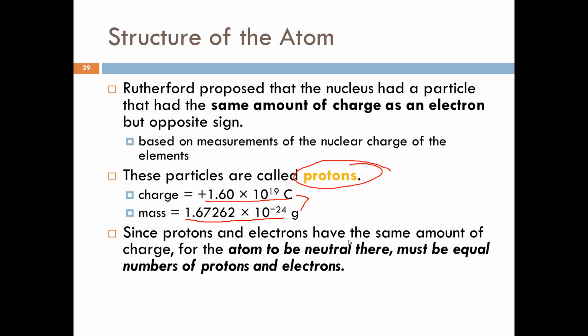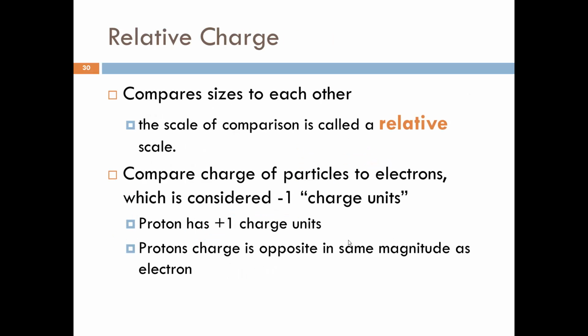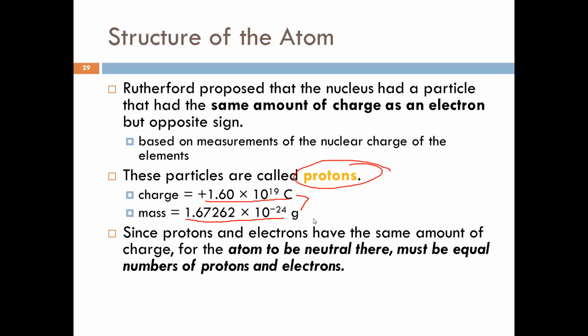So we can compare sizes to each other. The scale of comparison is called the relative scale. So we can compare the charge of a particle to electrons, which is considered a -1 charge unit. The proton has a +1 charge unit. The proton's charge is opposite and of the same magnitude as the electron. So instead of dealing with all those itty-bitty numbers in the previous screen, times 10 to the 19th, times 10 to the -24, we're going to compare them by whole numbers because it's easier.